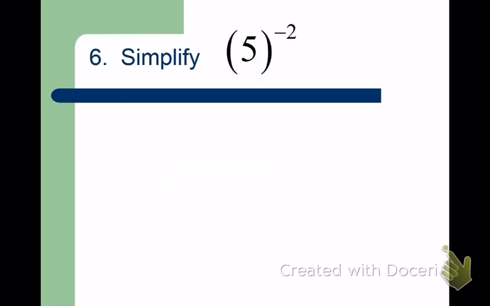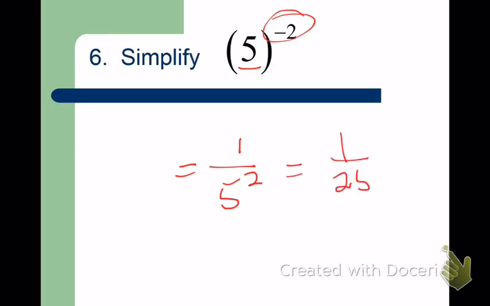Okay? Here we return back to normal a little bit. 5 is our base, -2 is our negative exponent. We're going to drop it down into the bottom of a fraction, leaving a 1 in the numerator, and we get 1 over 25.